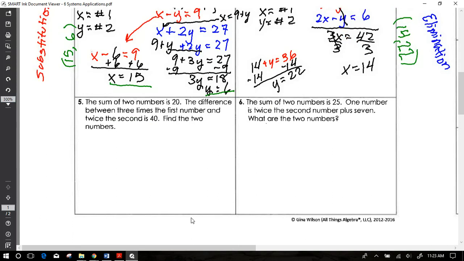The sum of two numbers is 20. So I know I'm going to have two numbers. So x will be the first number, y will be the second number. If I add them together, I get 20. X plus y equals 20.